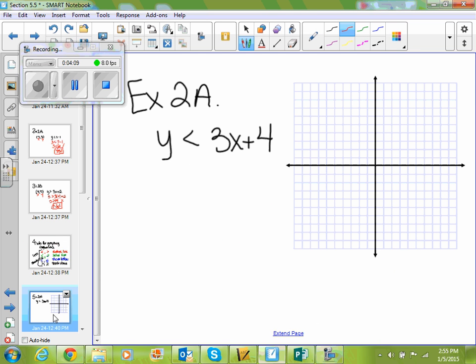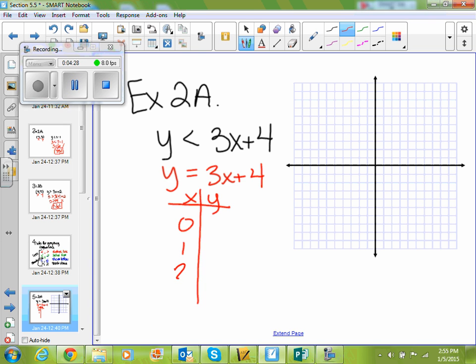Okay, so let's actually put those to use now. We're going to use our rules. So I'm given the inequality y is less than 3x plus 4. This is just like y is equal to 3x plus 4 when we graph it. Okay, so we're going to make a table of values. So I'm going to use values 0, 1, and 2 for my x's. Remember that you can pick whatever values you want to for your x's.